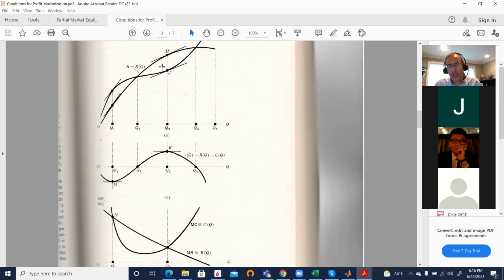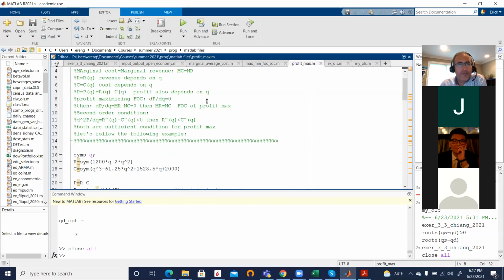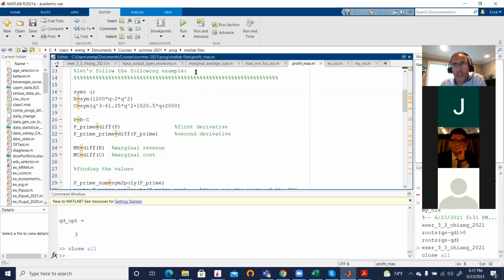We need to identify the second derivative. The second derivative of the revenue must be smaller than the second derivative of the cost in order to have the maximum, because this is the maximization condition. Remember, if you are in a maximum, the second derivative is negative. And that's it. And that's what we're going to try to do using MATLAB. So here we go.